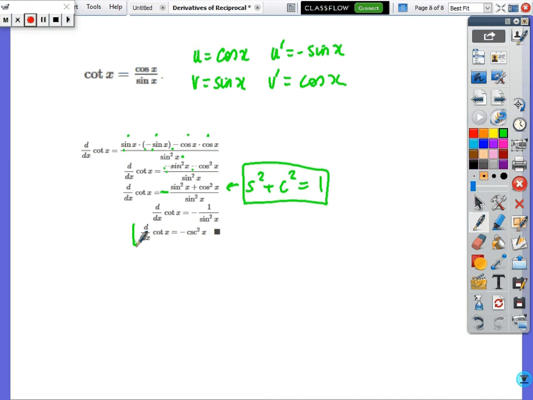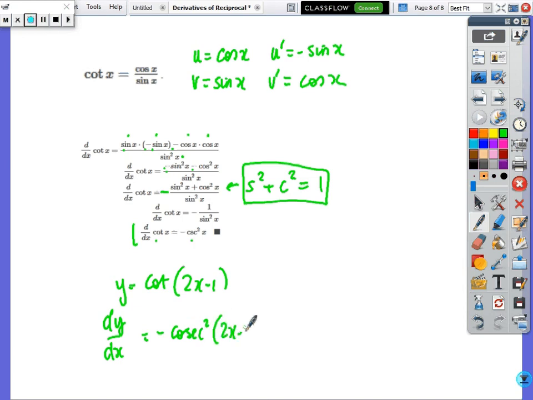Okay, so that's it. So obviously with these ones we can use, for instance, if y equals cot 2x minus 1, then the derivative: cot turns into minus cosec squared 2x minus 1, and then with the chain rule, multiply by the derivative of the bracket, which is 2, so you end up with minus 2 cosec squared (2x minus 1).